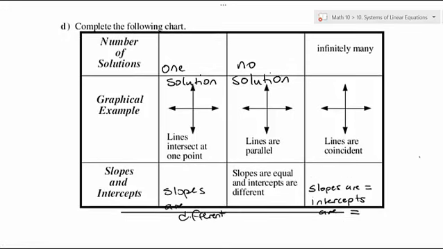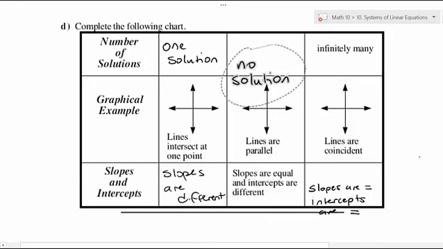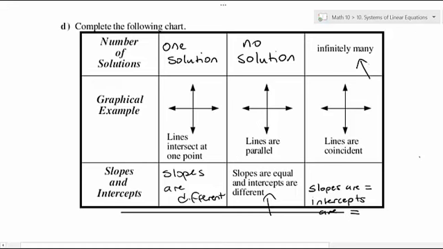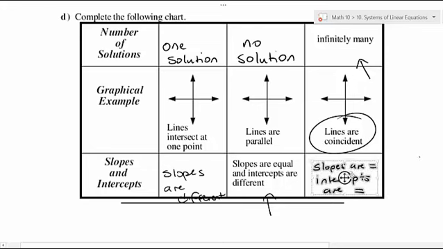All right? So you'll have one solution if the lines intersect at a point and the slopes are different. You're going to have no solution if the lines are parallel and the slopes are equal and the intercepts are different. And then you have an infinite number of solutions, and that's when the lines are coincidental. That means that the slopes are equal and the intercepts are equal. It's exactly the same line.